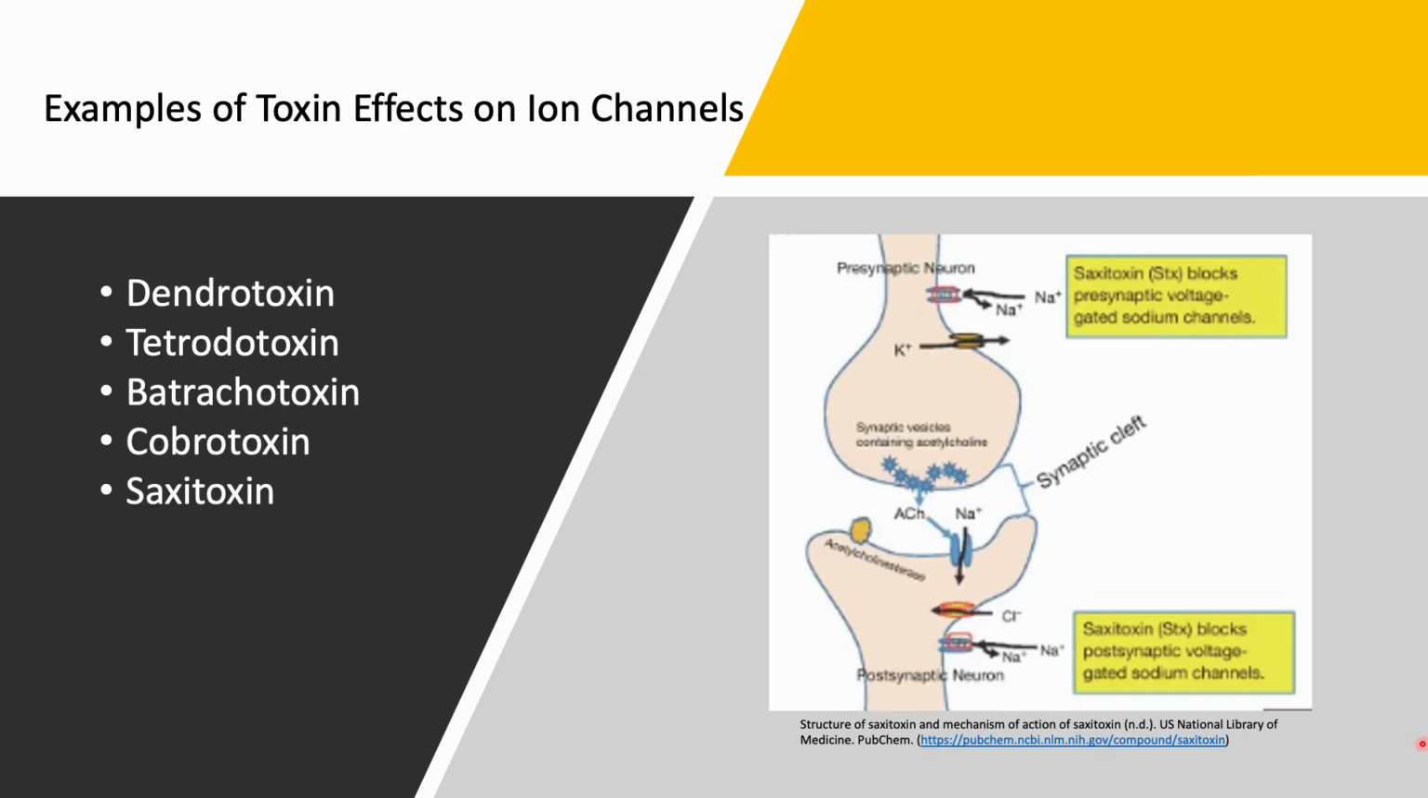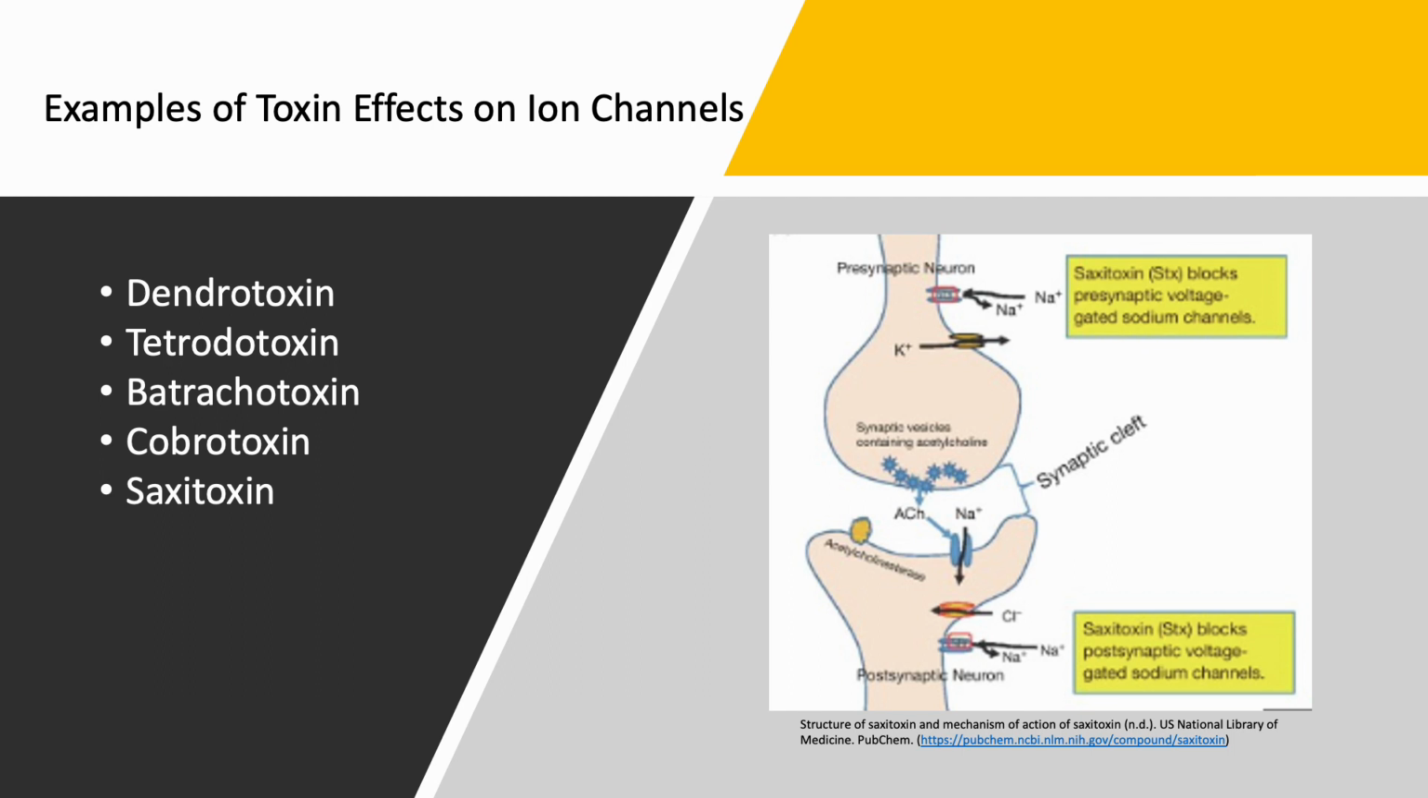When conducting my research, I found a topic that I thought was interesting, so I thought I would implement that into my presentation. And I found examples of certain toxins and how they affect our ion channels and how that can be detrimental to human health. So within that, we'll be talking about dendrotoxin, tetrodotoxin, batrachotoxin, cobratoxin, and saxitoxin.